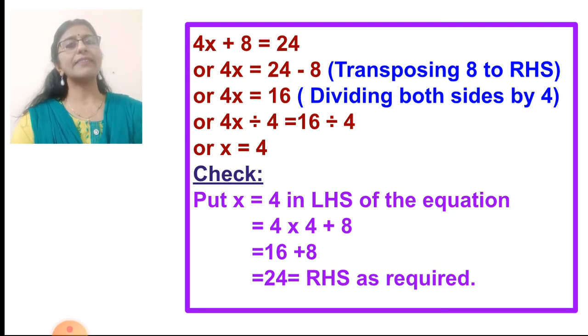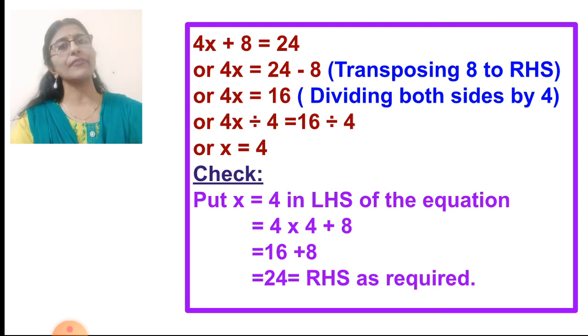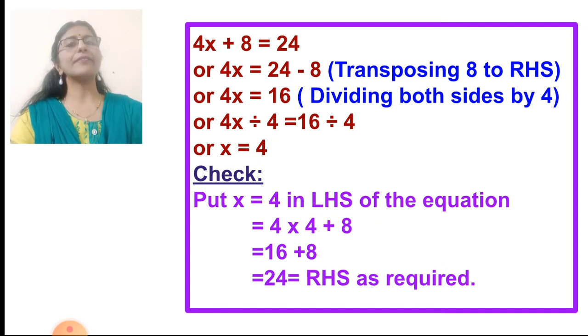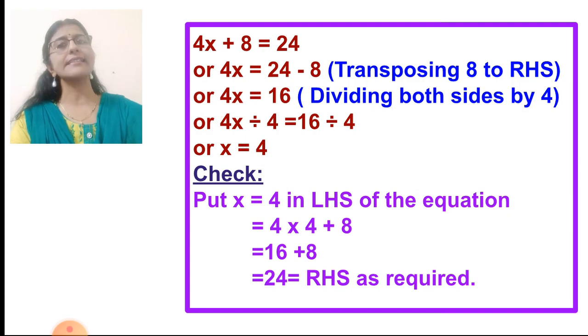Now we will check whether the solution is correct or not. We will put x is equal to 4 in the LHS of the equation. Let us substitute the value 4 and see. On LHS, 4x plus 8 is there. So we will write 4 multiplied by, in place of x we will write 4, 4 into 4 plus 8. So 4 4s are 16, and 16 plus 8 is 24, which is equal to RHS as required.